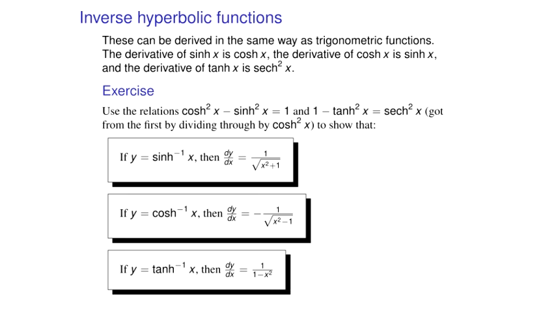If y equals cosh inverse of x, then dy by dx is minus 1 over root x squared minus 1. And if y is tanh inverse of x, the inverse hyperbolic tangent, then dy by dx is 1 over 1 minus x squared.